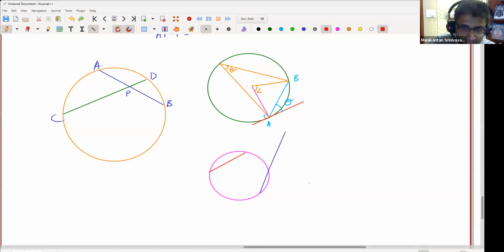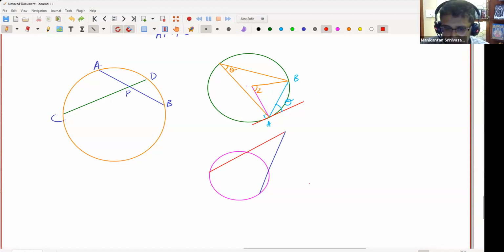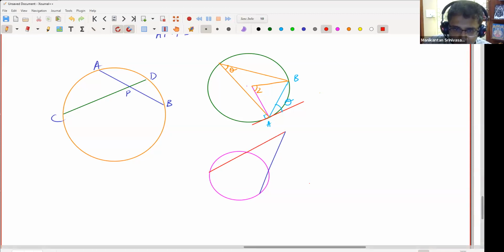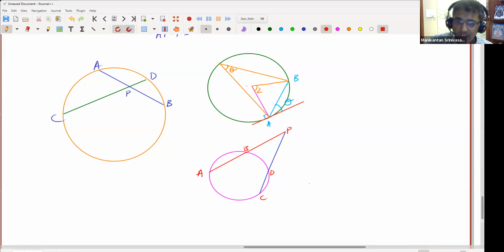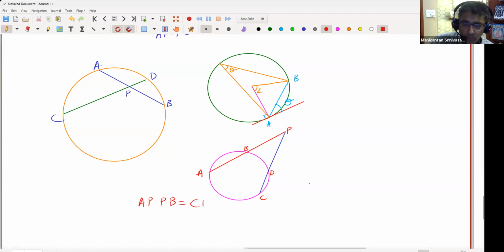So let me label the points again. So this is my A, this is my B. AB and CD are still my chords. My meeting point is still P. The same relation holds good. AP into PB is CP into PD.